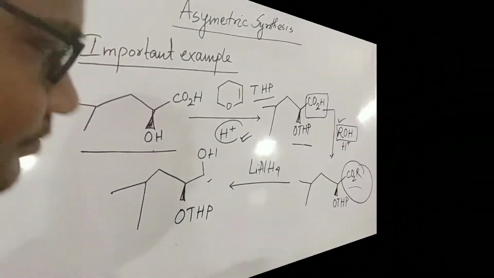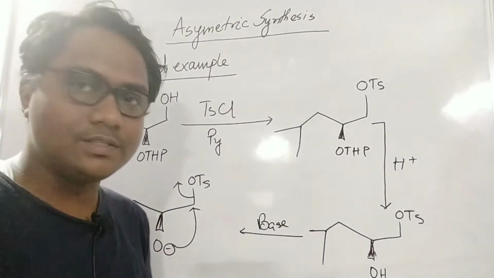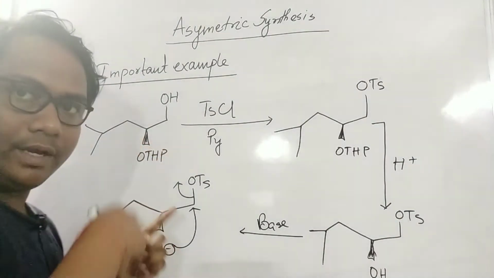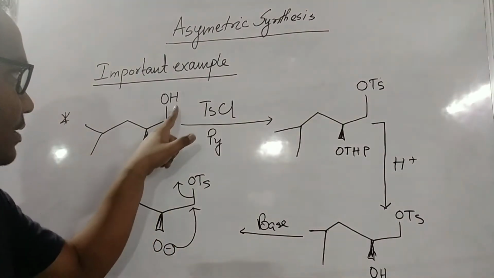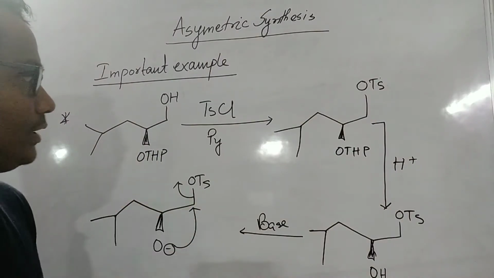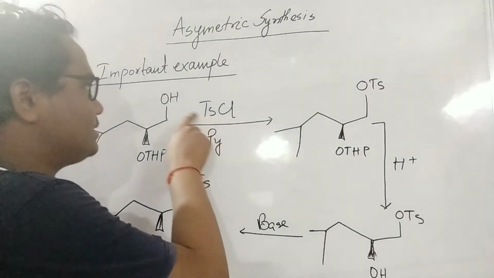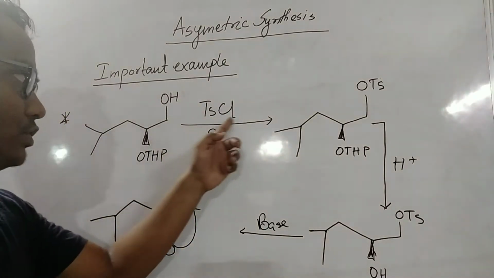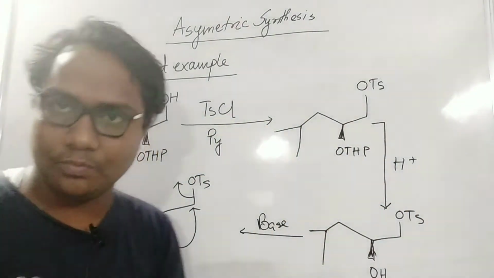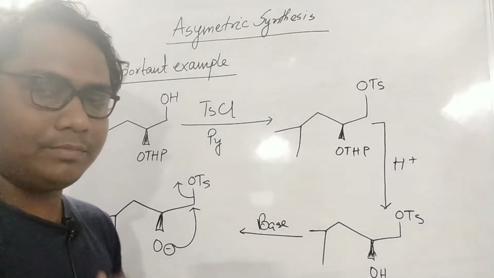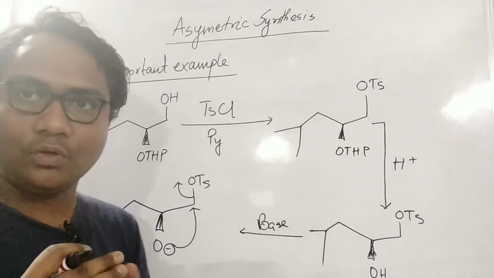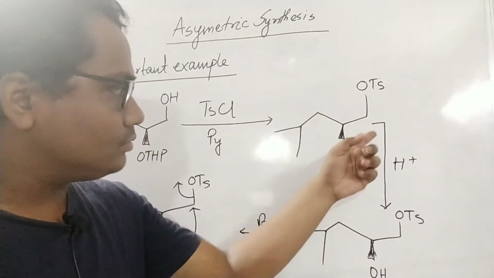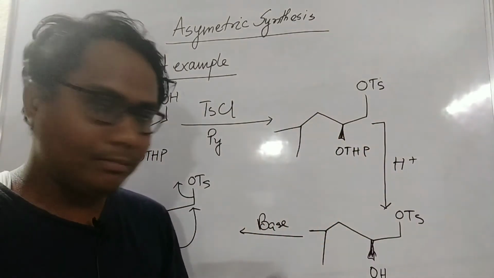Here you can see this was the previous moiety, and in the previous scheme I wrote this. So here is OTHP, here is OH. Then I use tosyl chloride to protect the OH group, because the tosyl group is a very good leaving group. So I use it to carry out an epoxidation reaction in an asymmetric way.